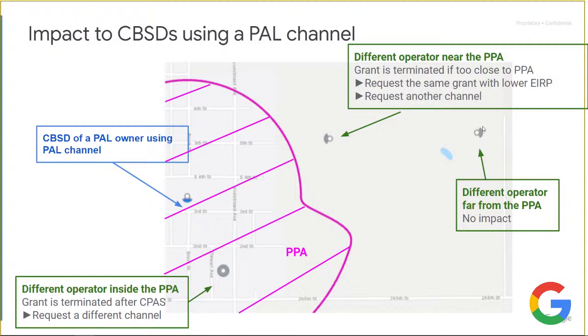The last guy over here, different operator, is far away from the PPA. It also happens to have the antenna facing completely in the other direction. And that GAA person, even though they are in the same county as the PAL license holder, does not currently have any impact because he's nowhere near the PPA, and it's not going to cause any interference. So for that GAA device, there's going to be no impact from that PAL. So those are the different scenarios of CBSDs operating on a PAL channel near a PPA.